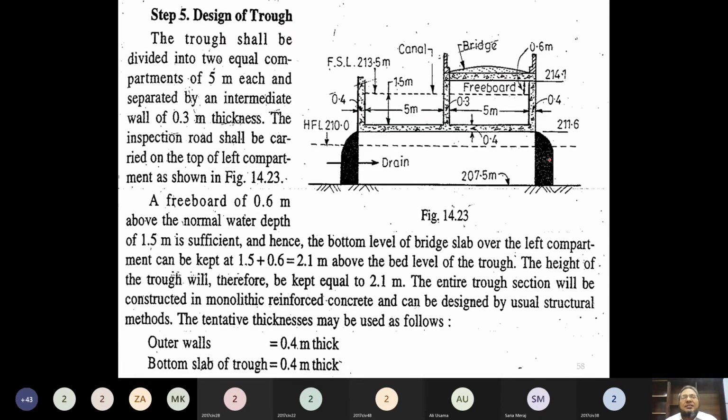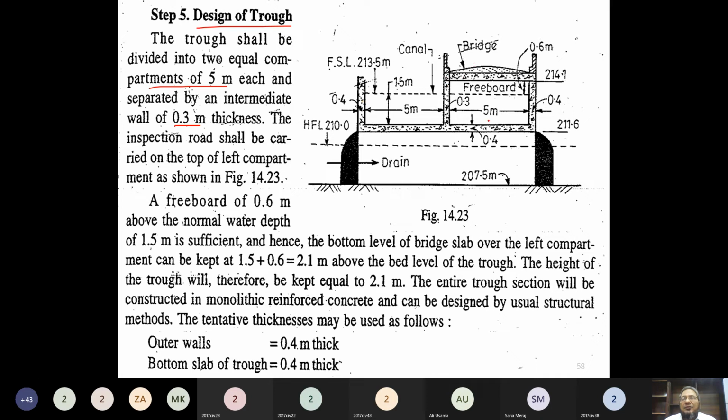The last thing is the design of the trough. Normally we divide the whole cross section in two equal compartments. Let's say the total width was 10 meter. So we have made it 5-5 meter. This is 5 meter. This is another 5 meter. And these are the retaining walls. Normally we keep the thickness as 0.3 meter, which is the intermediate one, and 0.4 meter where more thrust or thrust of water from one side is acting.